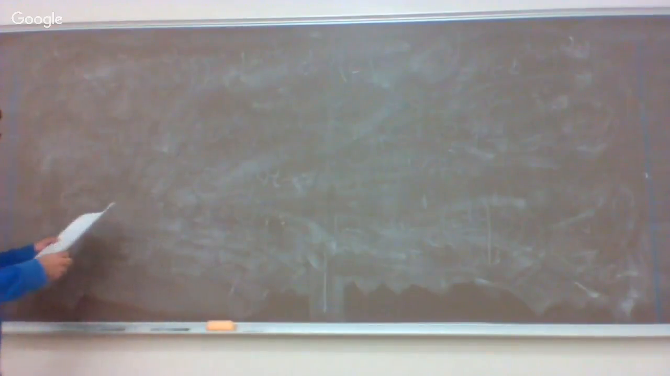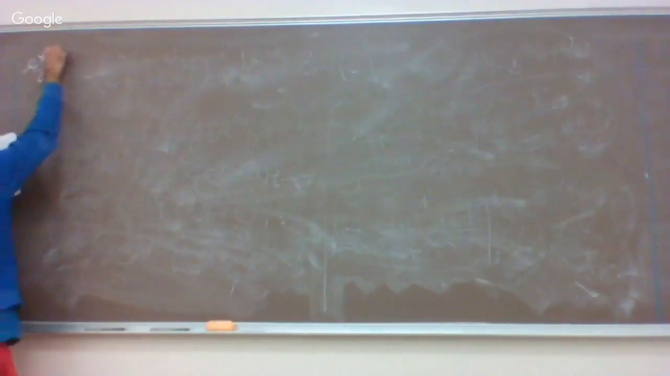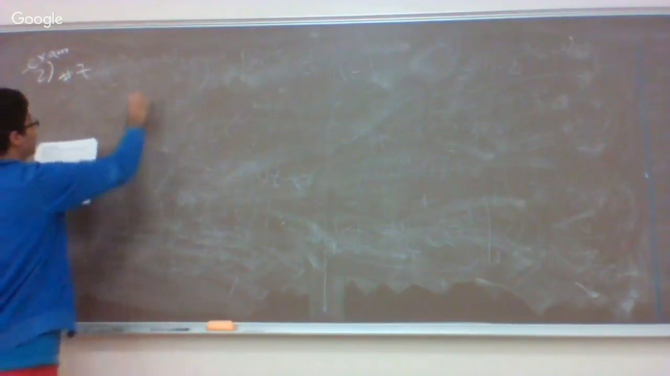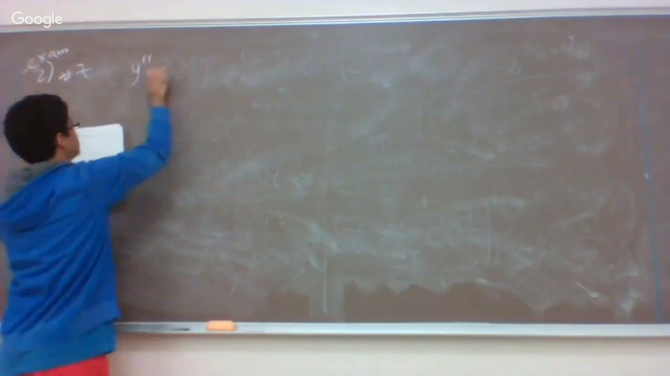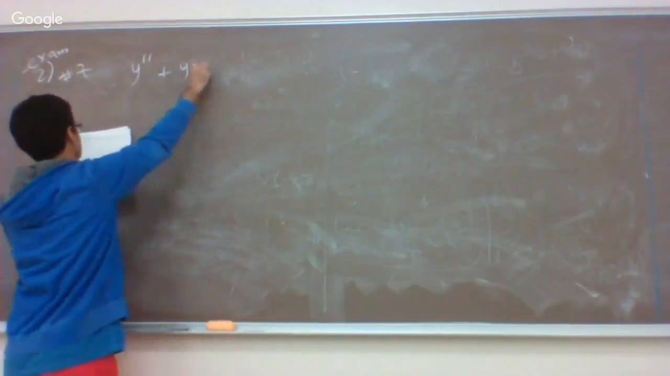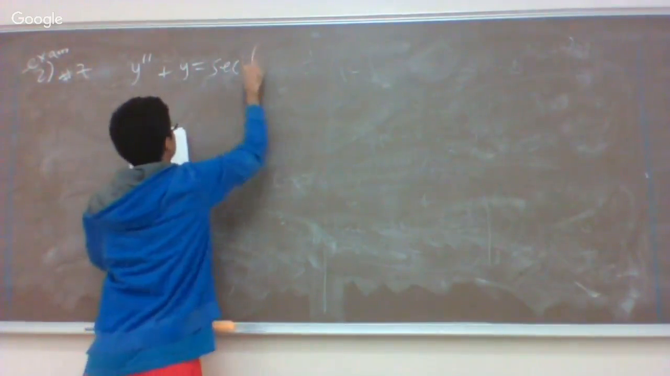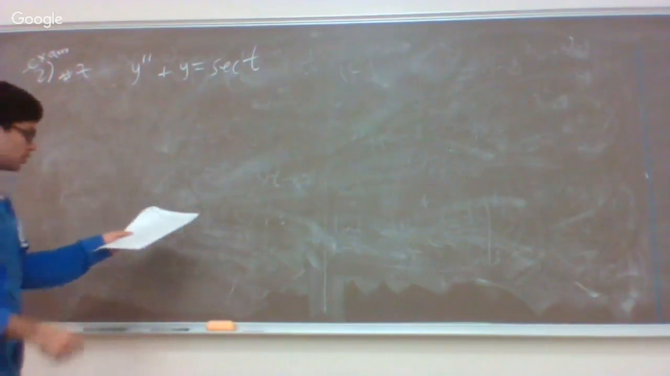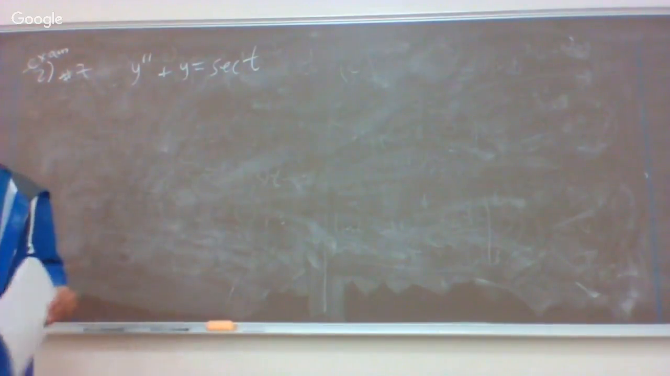So this is on practice exam 2, number 7. Our equation is y double prime plus y equals secant of t, and they want us to use variation of parameters to find the solution.